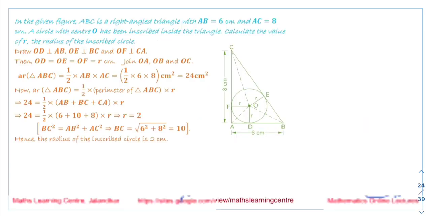Next, in this question, the figure is given to us, and it is given that ABC is a right angled triangle with AB, this side, its length is 6 centimeter, AC is 8 centimeter. A circle with center O has been inscribed in this triangle. This is the circle we are talking about. It is inscribed in this triangle. We have to calculate the value of the radius R.